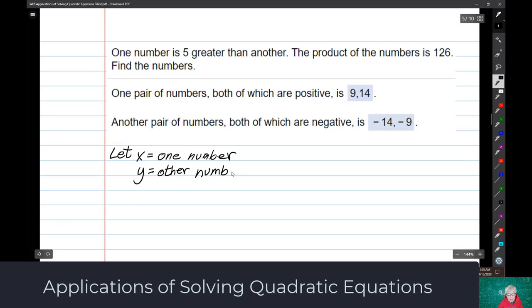Now you've got to decide which number is going to be 5 greater than the other one. And since I have a liking for X, I'm going to say one number is, doesn't matter, one number is 5 more than the other number. And when you multiply them together, product means multiply, or actually it means the answer you get when you multiply. The product is 126, so we know that X times Y equals 126. But we can't solve this.